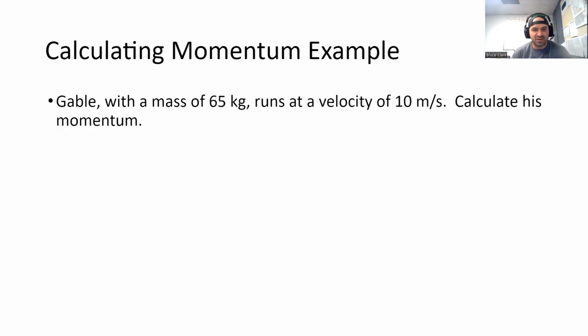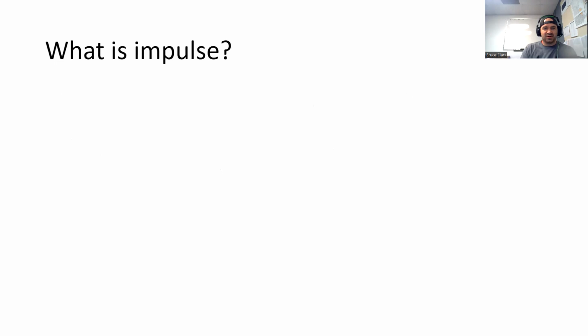So Gable, with a mass of 65 kilograms, is running at a velocity of 10 meters per second. His momentum, that's an easy one for us, is just 65 times 10, and we get 650 kilogram meters per second in our example. Like I said, not a lot of notes for that first worksheet because I thought it was pretty straightforward.